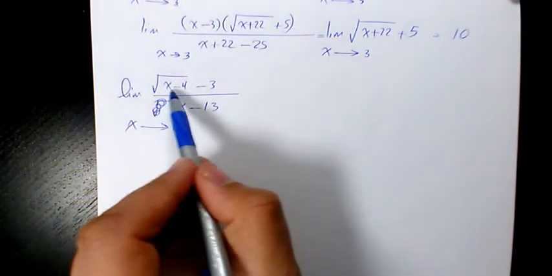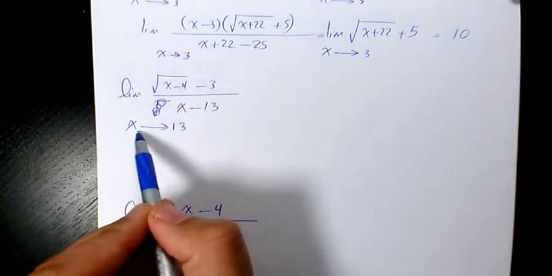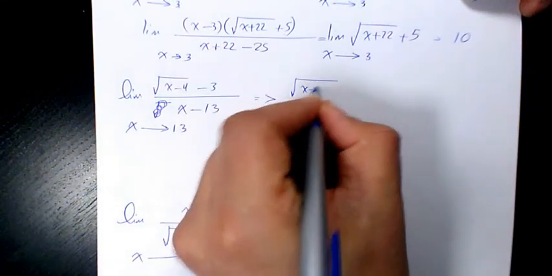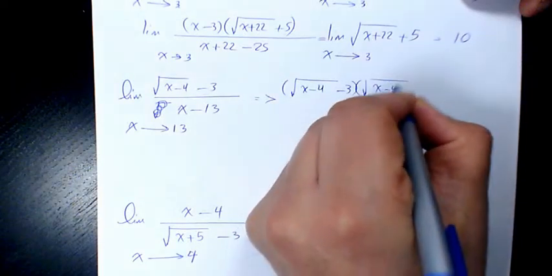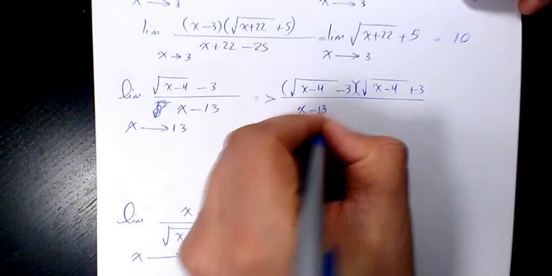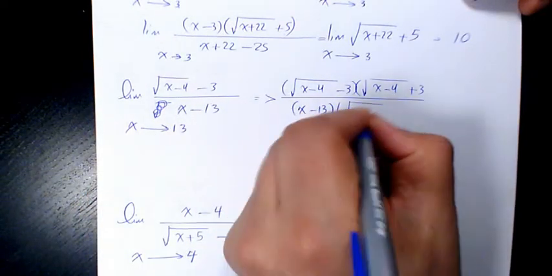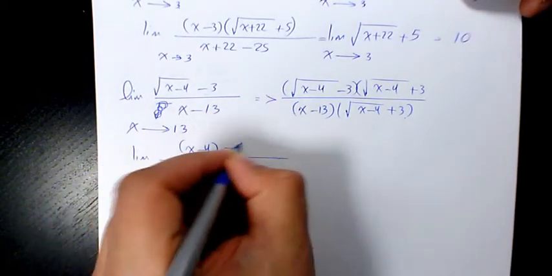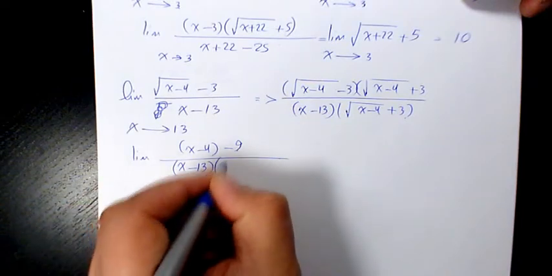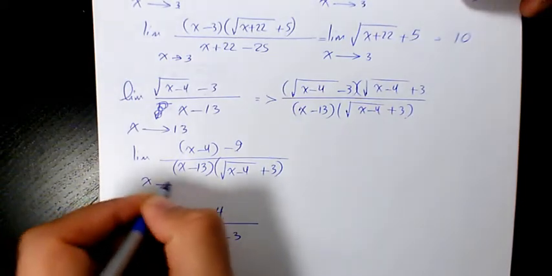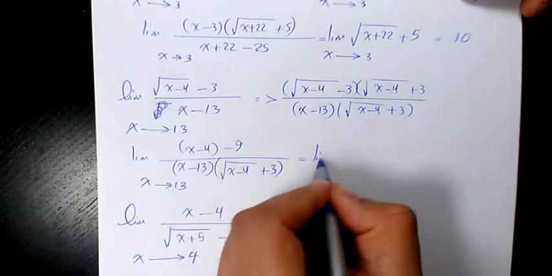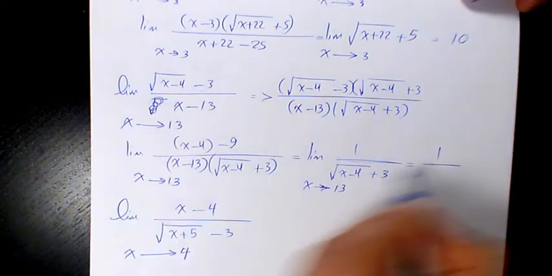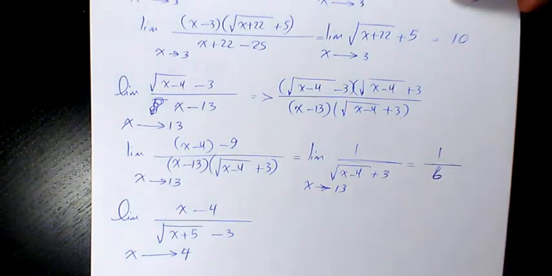Next one is limit of square root of x minus 4 minus 3 over x minus 13 when x is approaching 13. So that's 0 over 0. So you can multiply it by the conjugate of the numerator. And that will be x minus 4 minus 9 over x minus 13 times square root of x minus 4 plus 3 when x approaches 13. These two cancel out. It's going to be limit of 1 over square root of x minus 4 plus 3 when x is approaching 13. So which is going to be 1 over root 9 plus 3, which is going to be 3 plus 3, and that's 1 over 6.